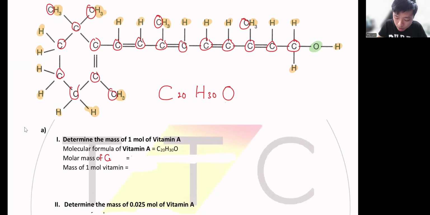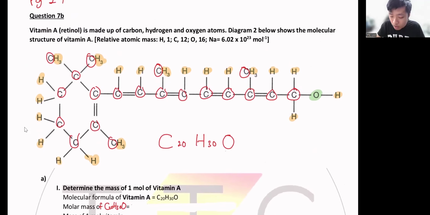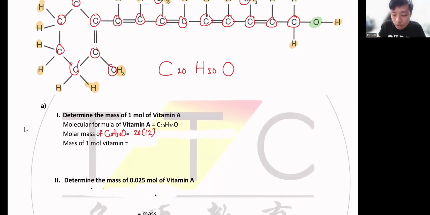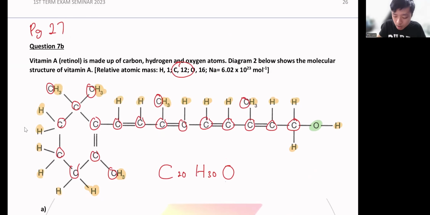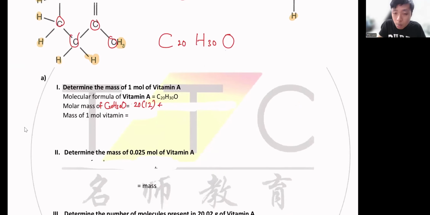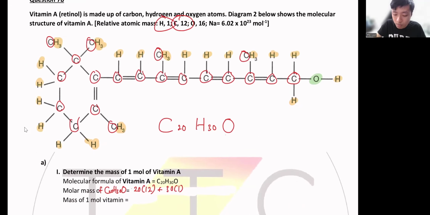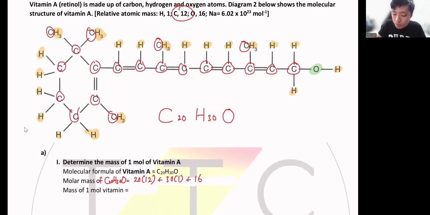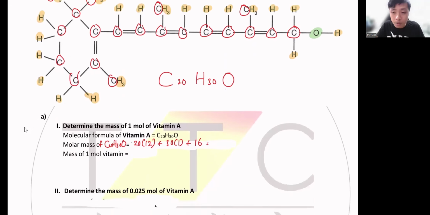Then how to calculate molar mass? Very simple. Normally they give H equals 1, C equals 12, O equals 16. So you got 20 C, means 20 times 12, C is 12, right? Then how many H? 30, so 30 times 1, H is 1. Just one O, which is 16. How much?